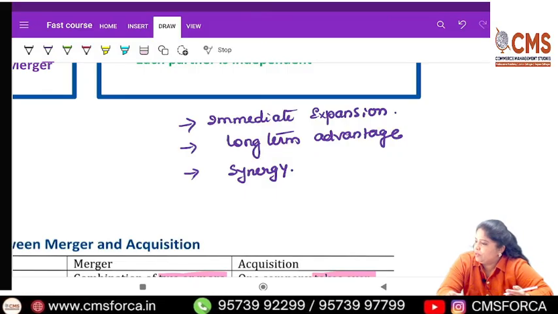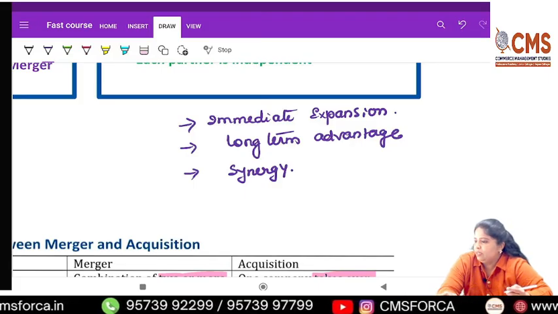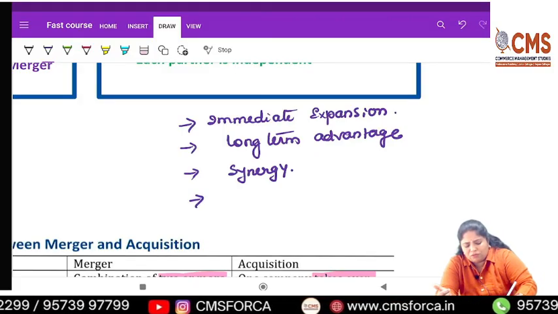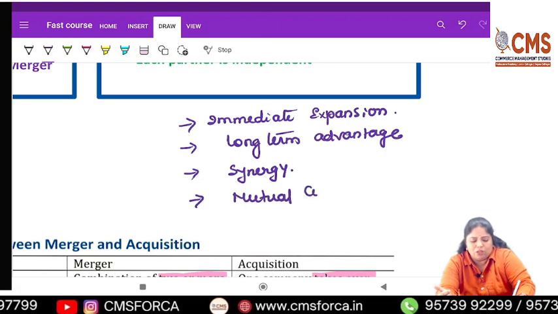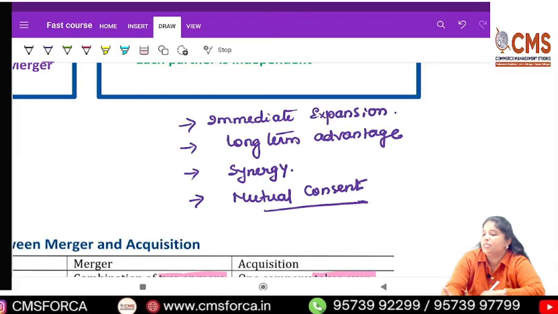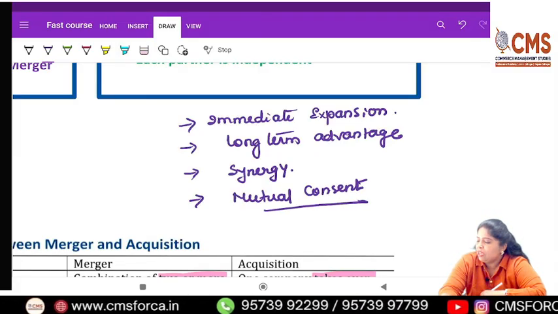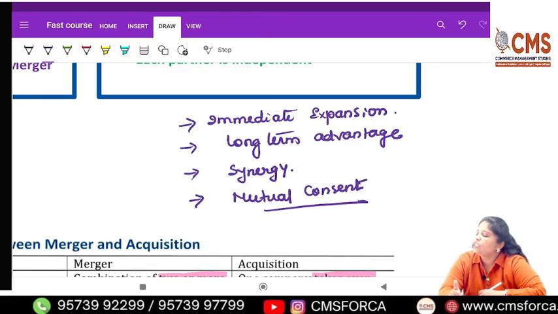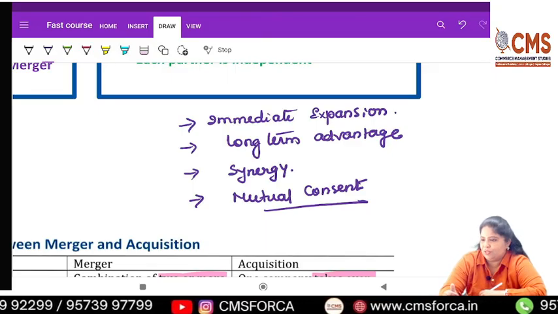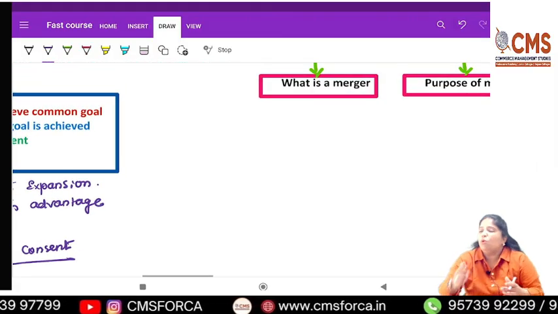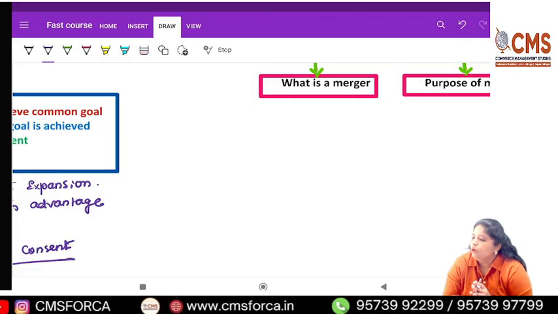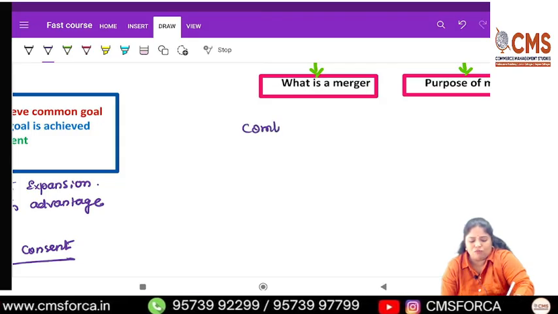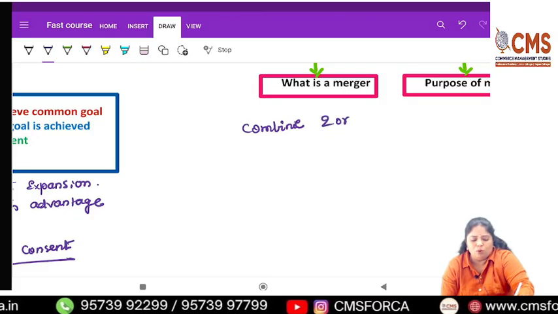So, merger and acquisition both create synergy and immediate expansion, long-term advantage, and in both we need mutual consent from all the parties. There should be mutual consent, irrespective of whether it is a merger or acquisition. So, the points I have given here are common whether you are speaking of a merger or of acquisition. Now, let's talk about the various aspects you need to know about a merger. A merger is a combination where you combine two or more businesses into one.